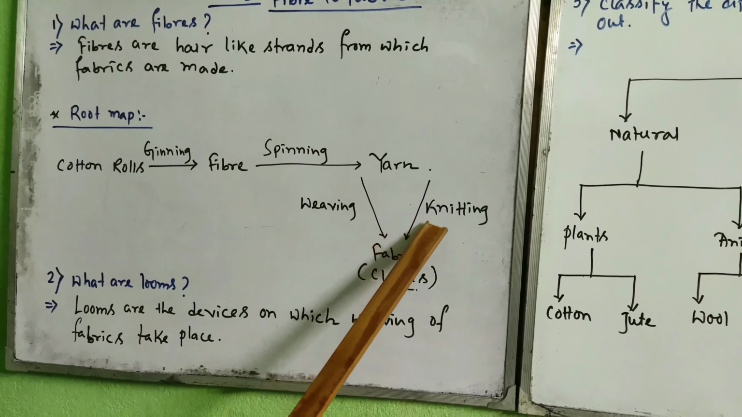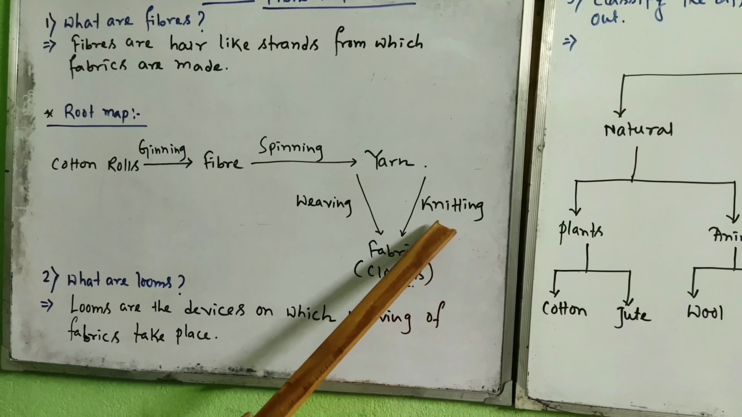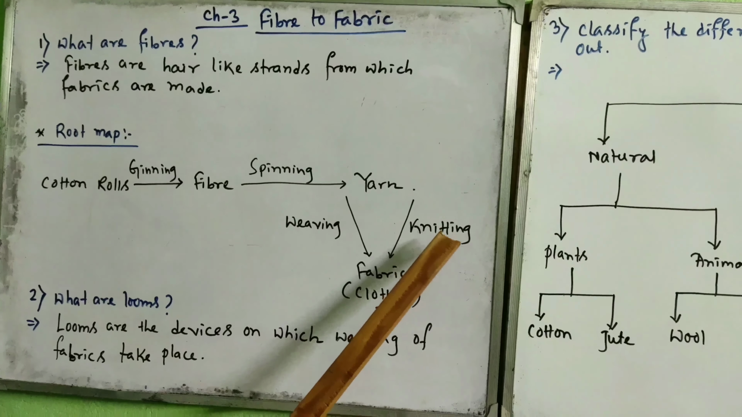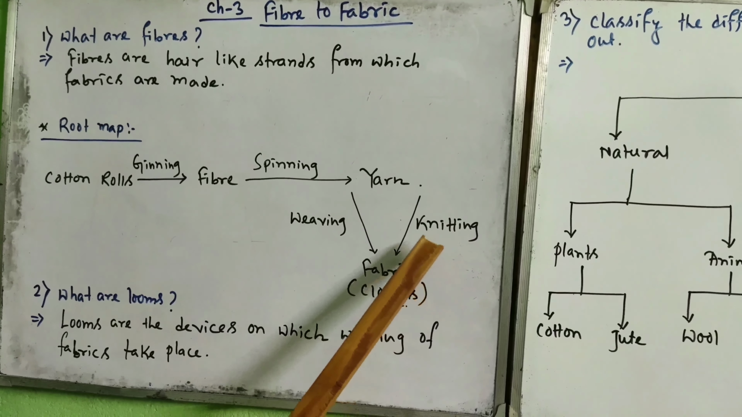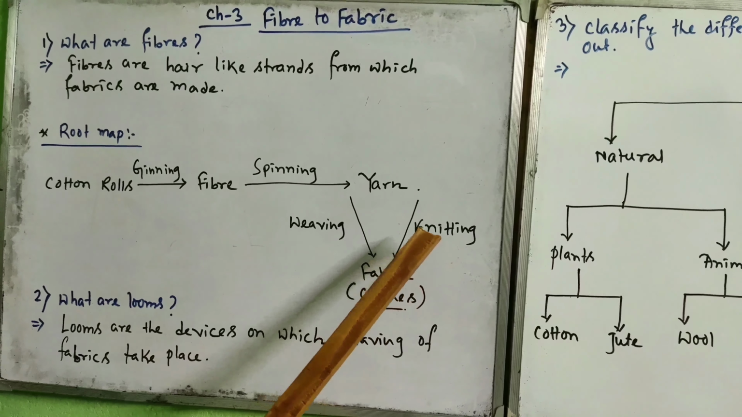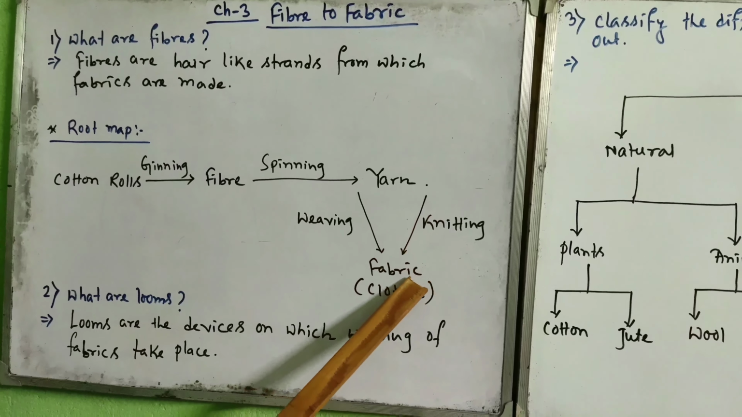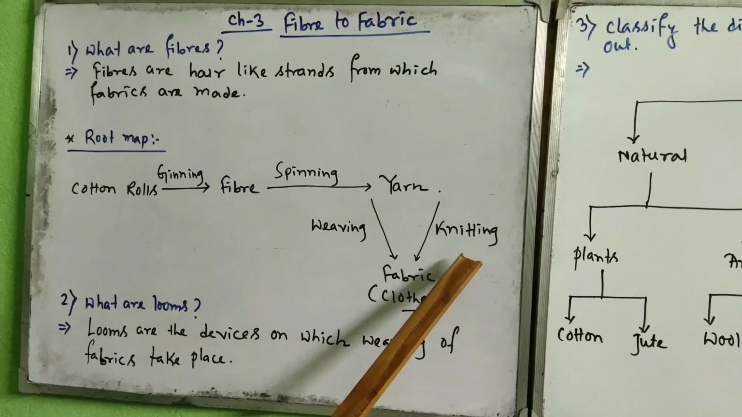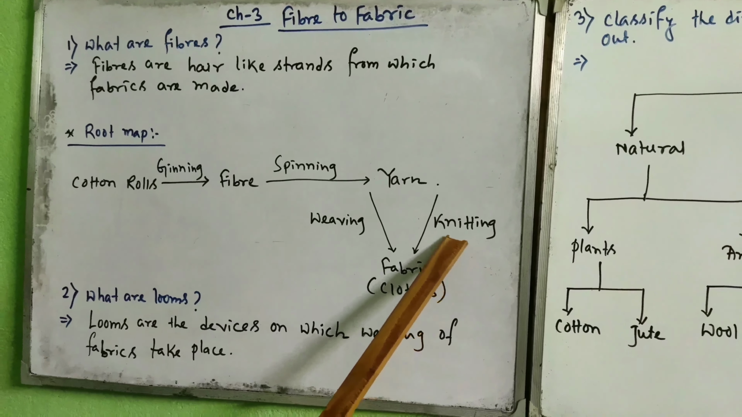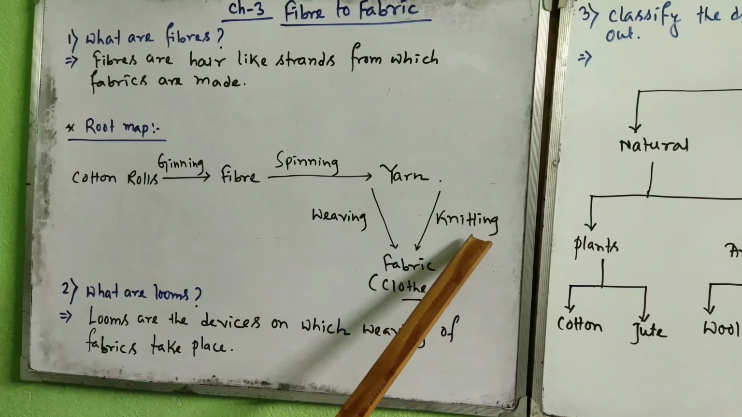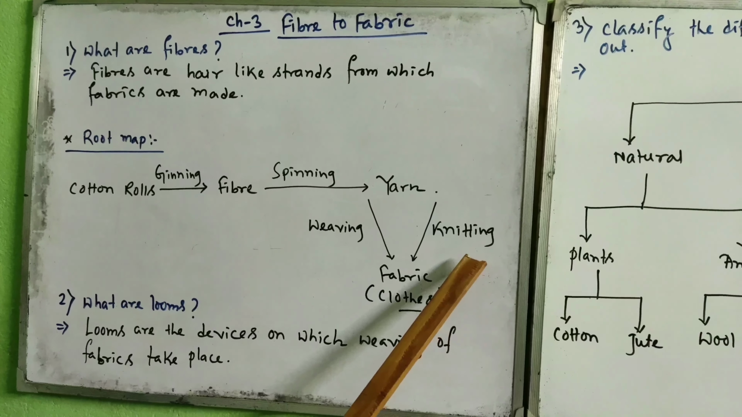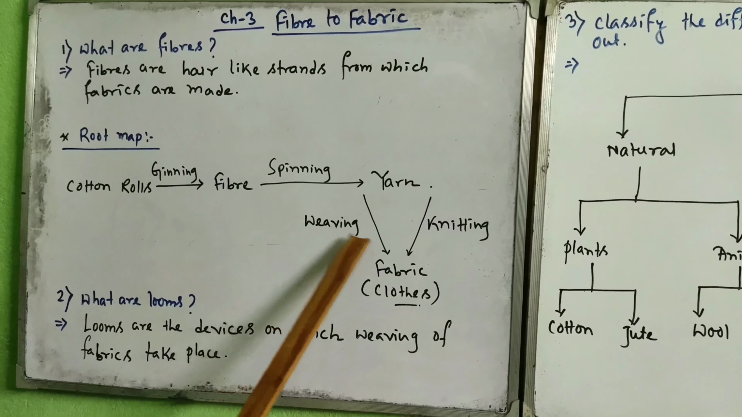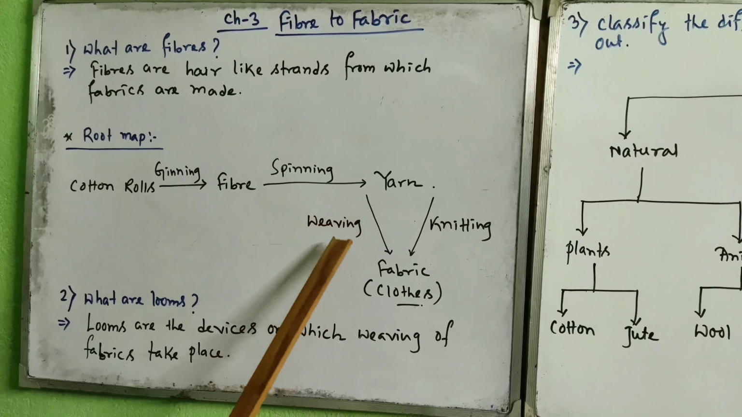Now another method is there, that is called knitting. So what is called knitting? The process of making fabric from a single yarn. If you convert the yarn to fabric using a single yarn, that is called knitting. But if you use two yarns, then that particular process is called weaving.